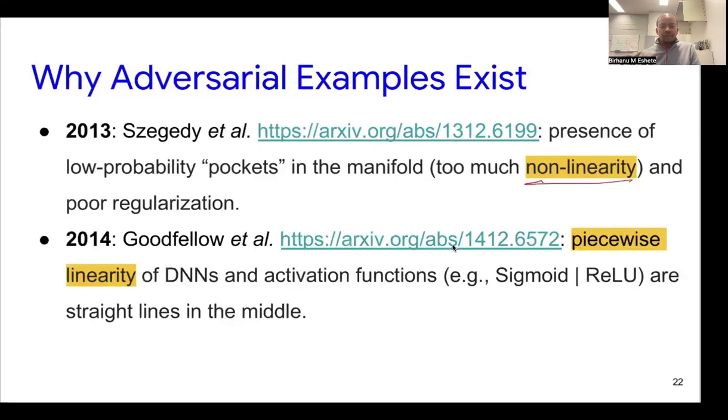Then within a year, another follow-up paper looked at the same issue and came up with a theory that neural networks are piecewise linear, which is true, because every individual neuron, as we saw, is a linear equation, and then you apply activation functions on top of that to add nonlinearity. And when you look at activation functions like sigmoid, ReLU, and so on, you even realize that they are straight lines in the middle. So this was another theory, which, as you can see, is in contrast to the theory of nonlinearity. This one focuses on linearity, and the other is about nonlinearity. So the two are opposite.